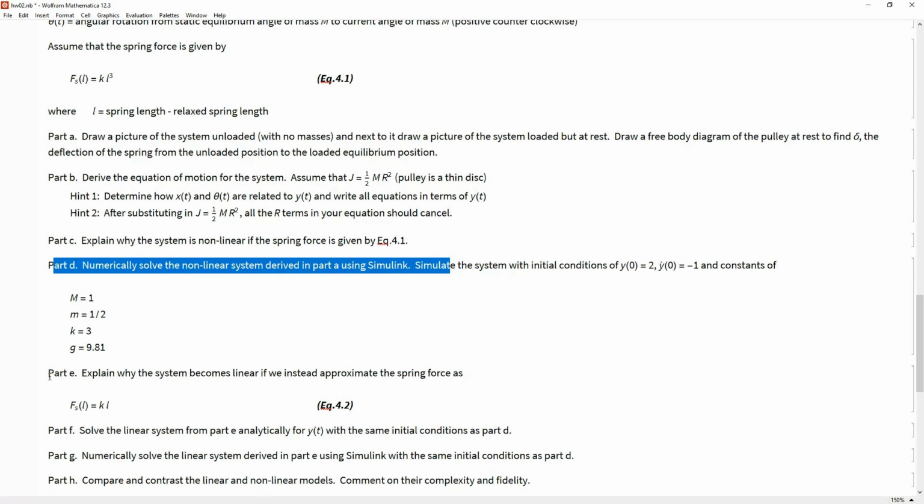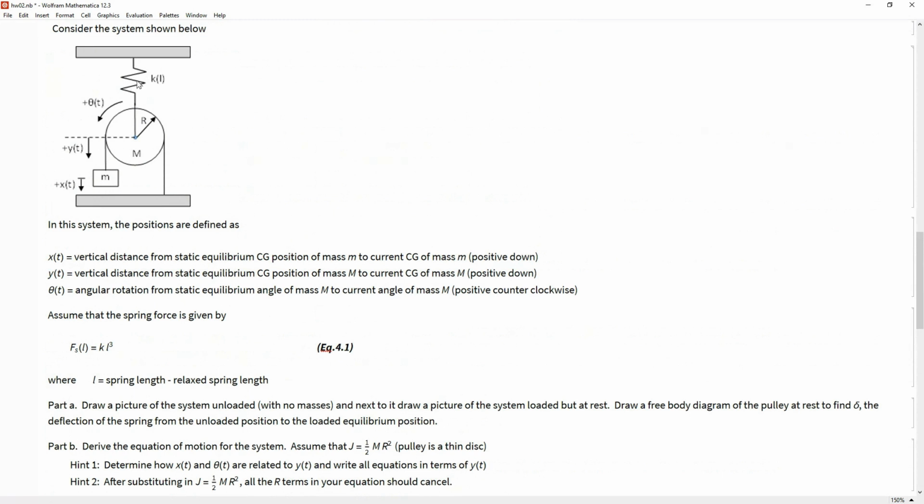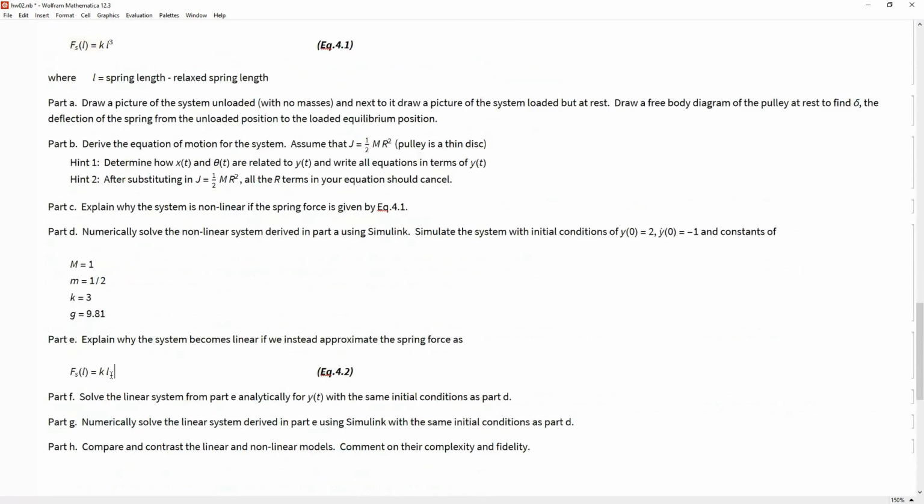With part E, what I'd like to do is, earlier we were making the assumption that this spring up here is nonlinear, right? Its behavior is governed by this equation: the spring force is some spring constant times L cubed, where L is the deflection of the spring. So this is a nonlinear spring. What happens if we make this spring linear? If it's linear, I now make the claim that the system should become a linear second order ordinary differential equation.